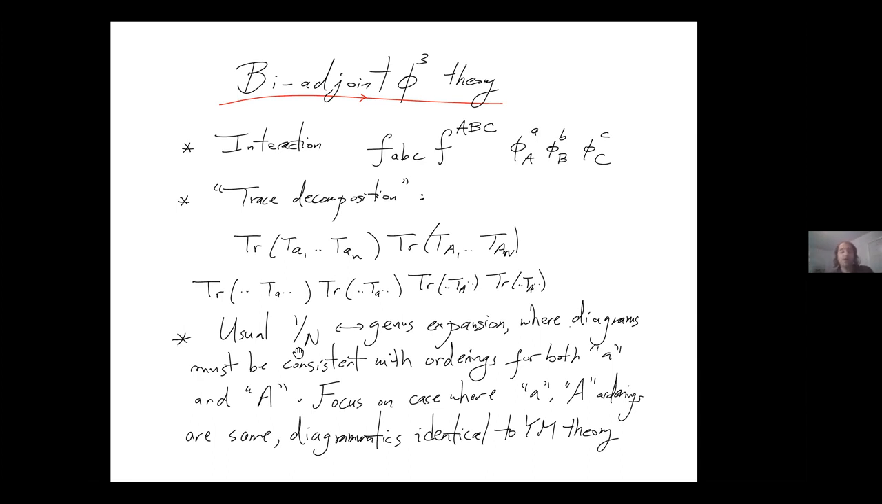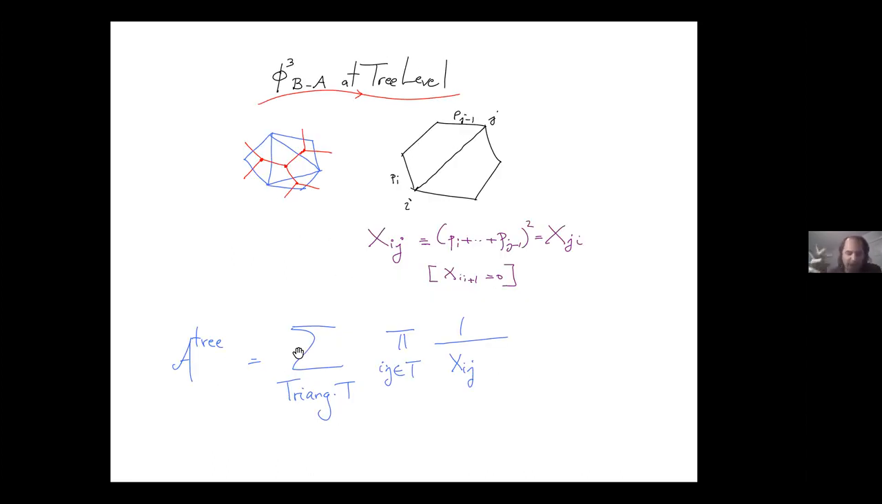Okay, so what we're going to do is focus on the case where the little a and the big A orderings are the same. In the other cases, we're just missing some of the diagrams. So we're just going to focus on the case where all the diagrams are there, the orderings are the same. And in this case, the diagrammatics and the combinatorics are then identical to Yang-Mills theory. So for this purpose, you could think of it as really being like just Yang-Mills and gluons. Forget the bi-adjoint theory, except we don't have any polarization vectors upstairs and stuff like that. We're just focusing on the simplest thing, the pole structure.